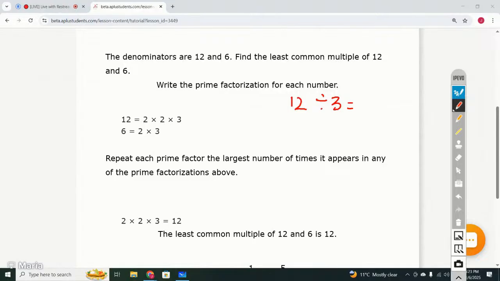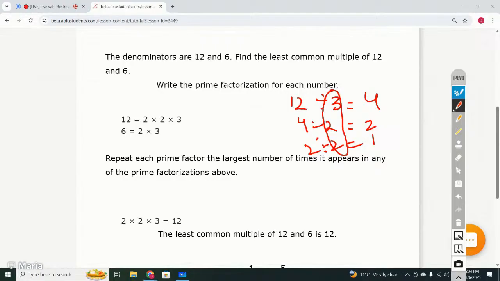We have already covered the lesson prime factorization. If you need help with the prime factorization, you can search the lesson on the channel, right? So 3 times 4 is 12. Divide 4 by the smallest prime number, that is 2. 4 divided by 2 is 2. And then 2 divided by 2 is 1. So these are the 3 times 2 times 2. Got it? This is the method we can find the prime factors.